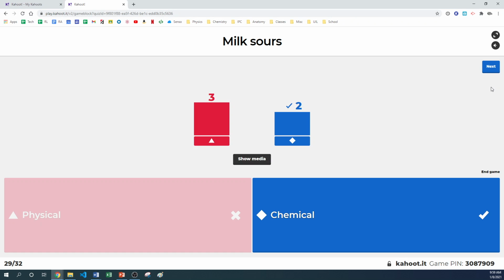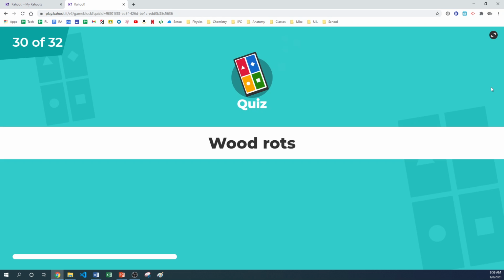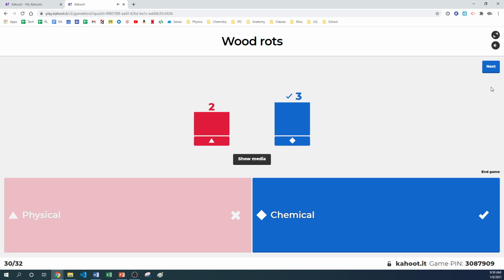Can we do another one after this? Yeah, there is one more. Wood rot. I hope I got it right.